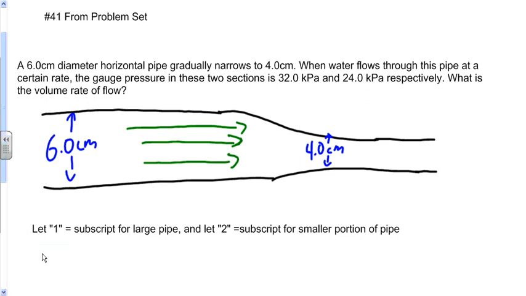This is part one of a two-part series from the problem set. We're going to work through problems 41 and 45 from the problem set. So let's go ahead and jump right in and start with number 41.